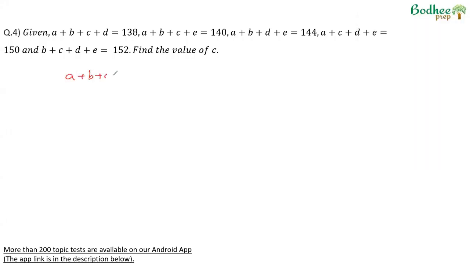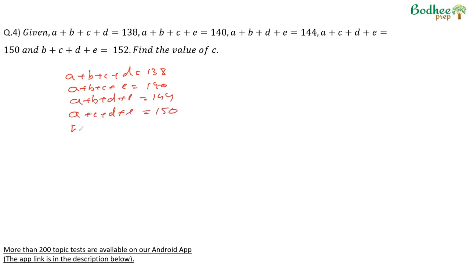ABCD, the sum is 138. ABCE is 140. ABDE is 144. ACDE is 150. BCDE is 152. There are 5 terms here, and the terms are A, B, C, D, E. So all the terms will be there 4 times.